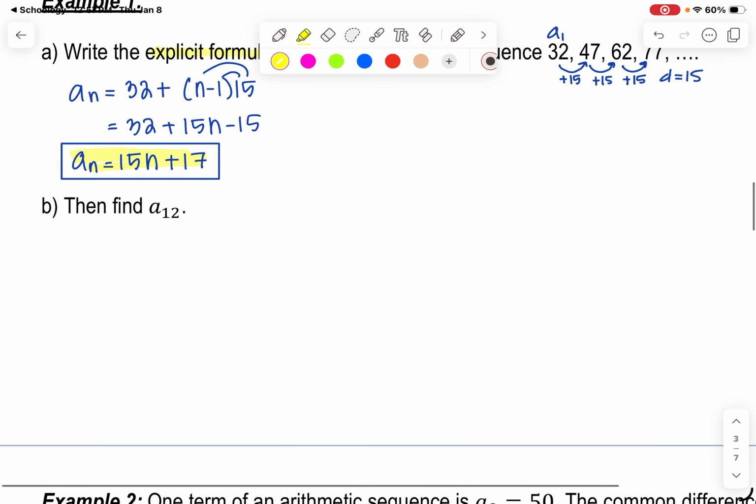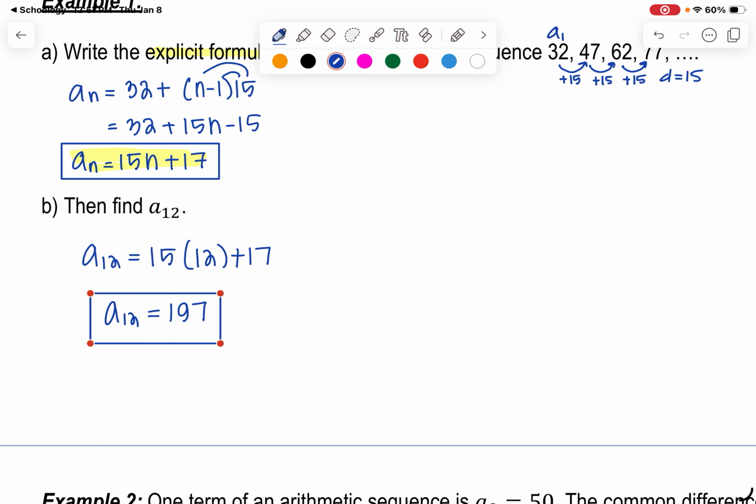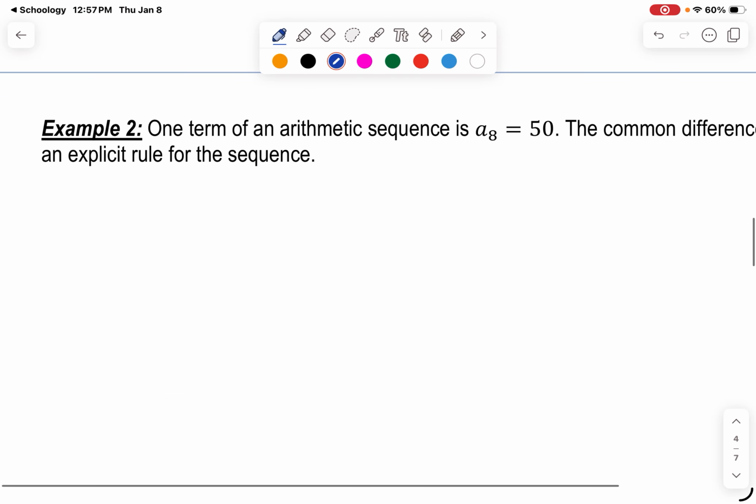All right, now it says find the 12th term. So if you have a rule, that's easy, right? Just plug in 12. So a sub 12 is equal to 15 times 12 plus 17. Calculators are allowed in this chapter, so if you don't have your calculator out, get it out. Pop that in your calculator or do mental math. You get 197. Okay, moving on to the next one.